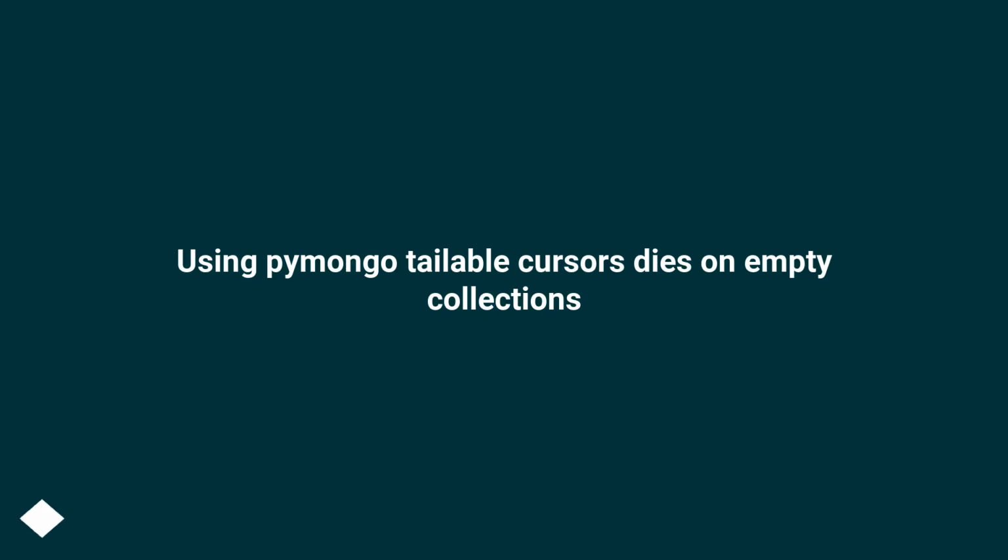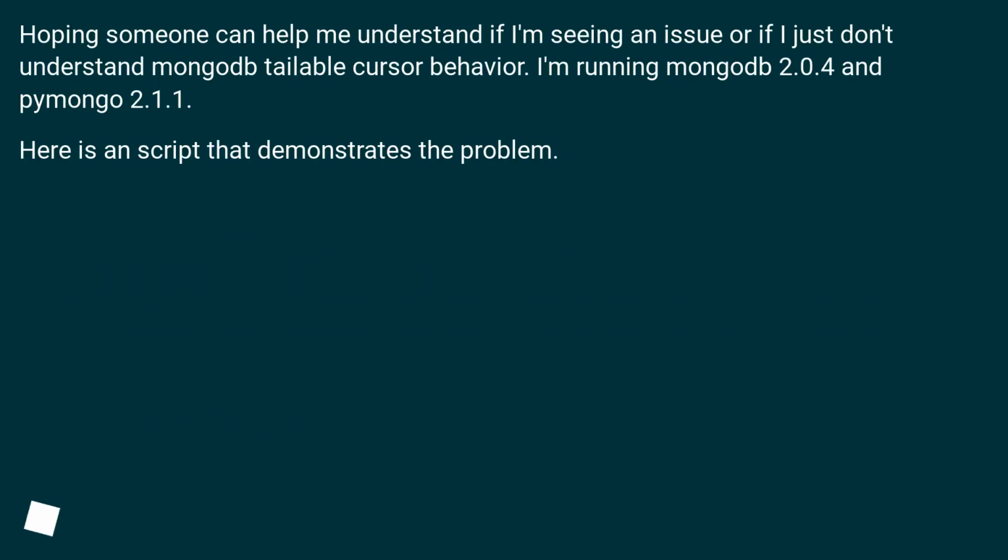Using pymongo, tailable cursors die on empty collections. Hoping someone can help me understand if I'm seeing an issue or if I just don't understand MongoDB tailable cursor behavior. I'm running MongoDB 2.0.4 and pymongo 2.1.1. Here is a script that demonstrates the problem.